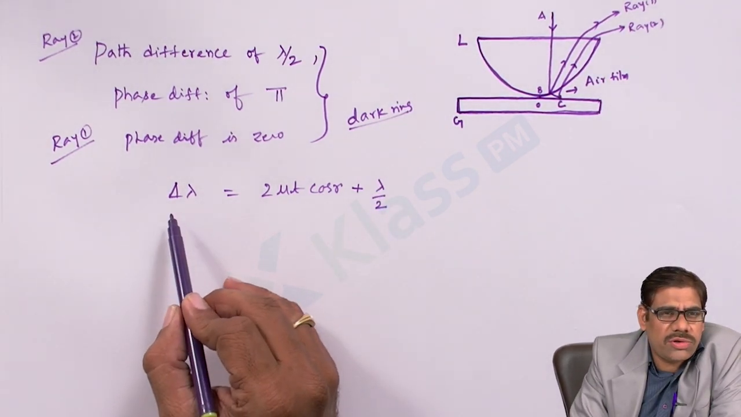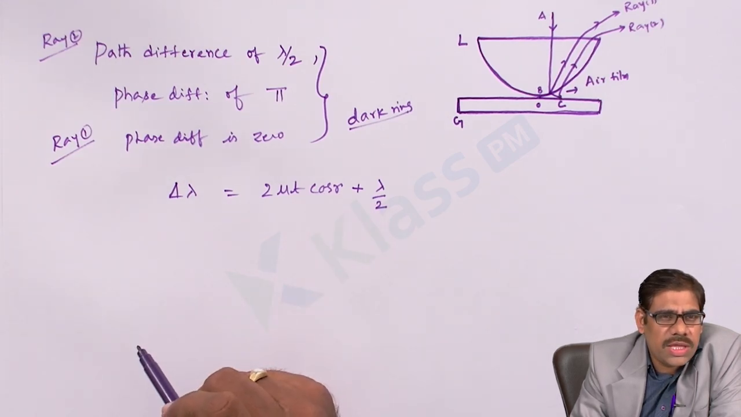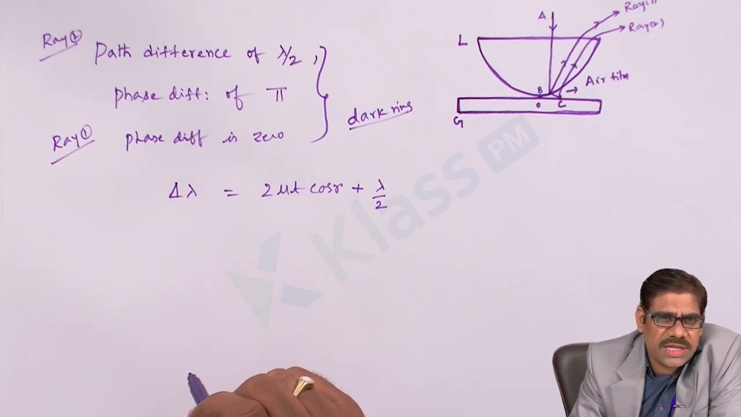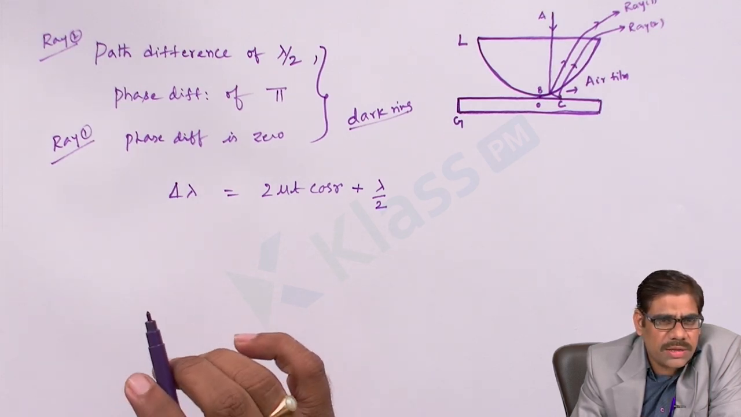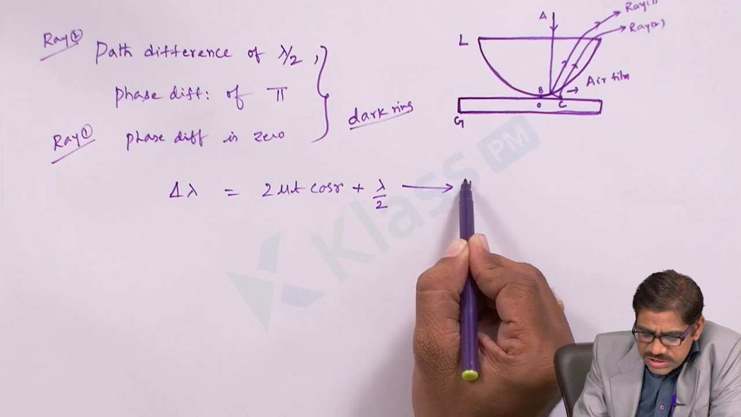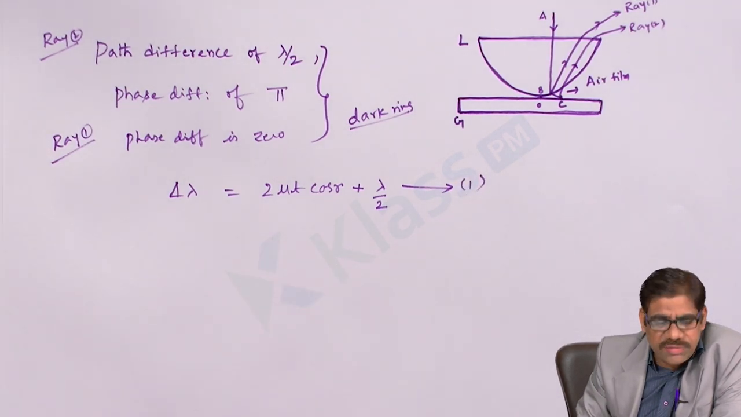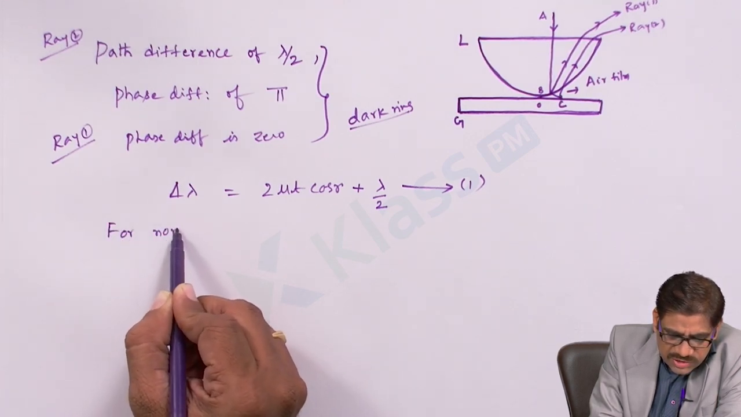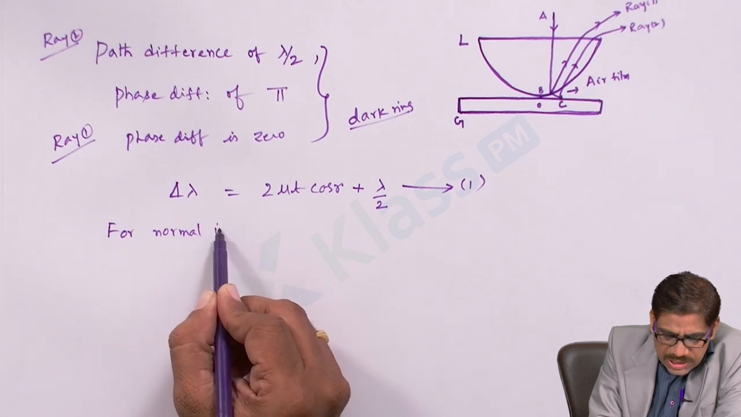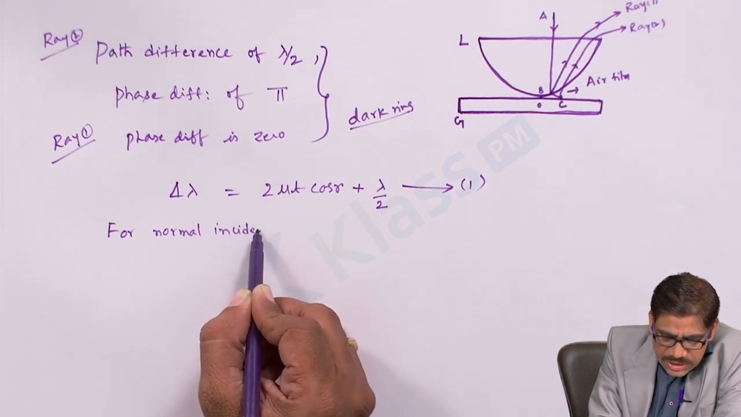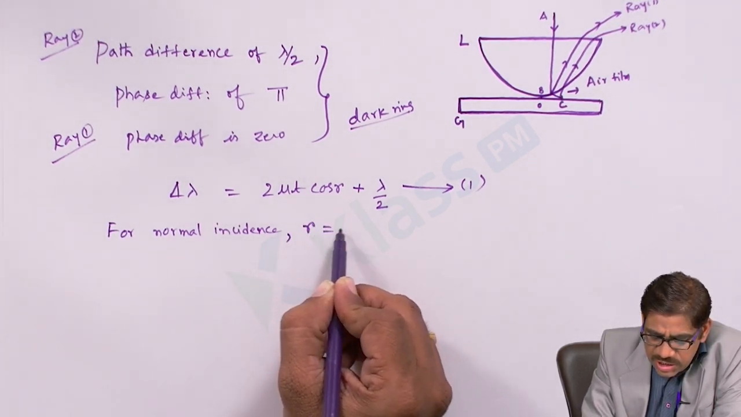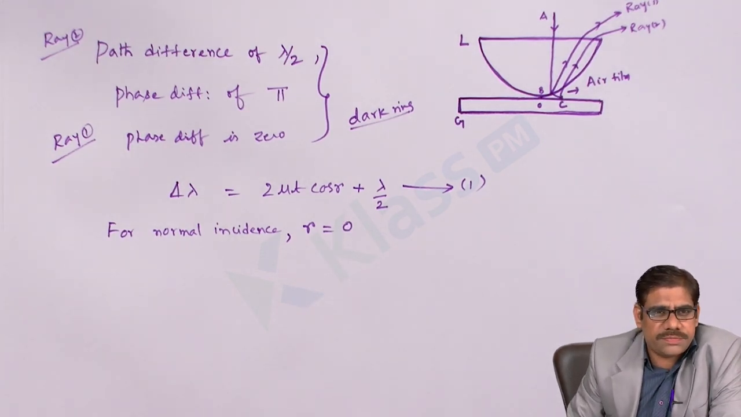So, delta is equal to 2 mu t cos r plus lambda by 2. This is the path difference between the two rays which are undergoing reflection and refraction because of the incident light as well as the air film of thickness t. So, this is how we give the condition as equation 1. Now, in this case, as we are dealing with normal incidence, the monochromatic light is supposed to be incident normally. For normal incidence, the value of r is equal to 0.